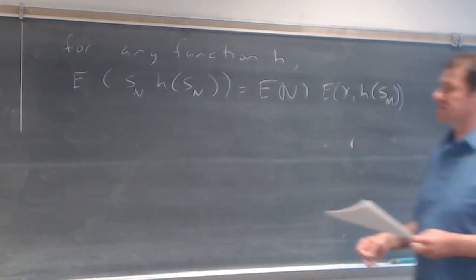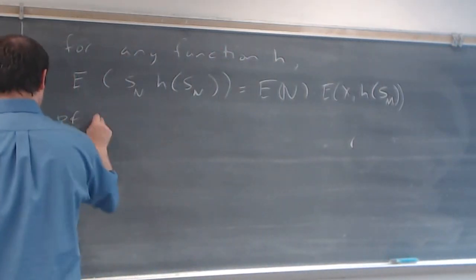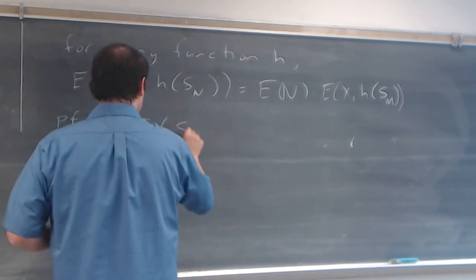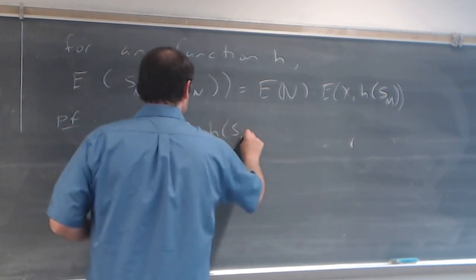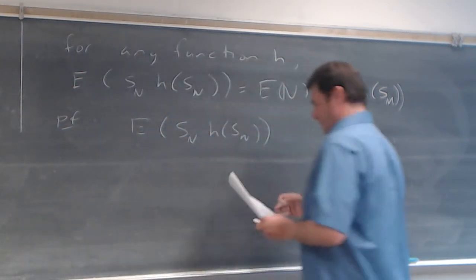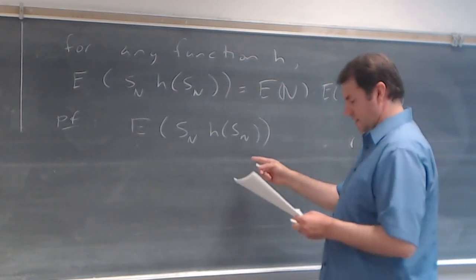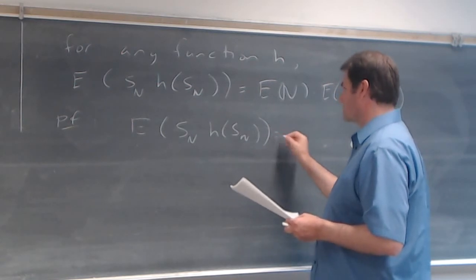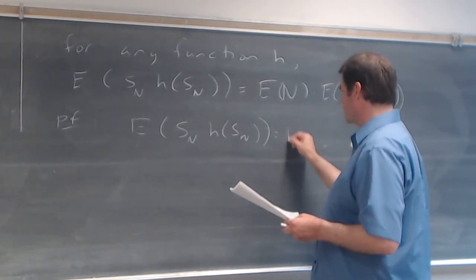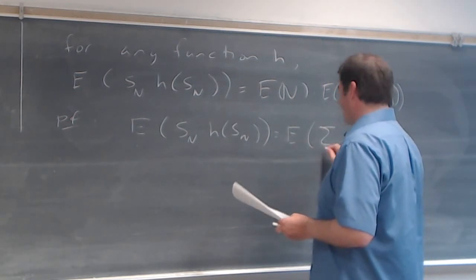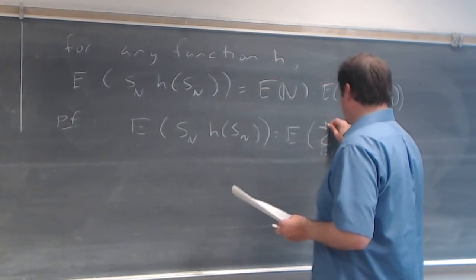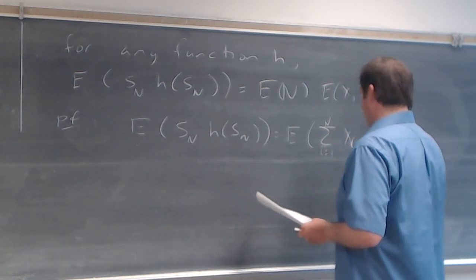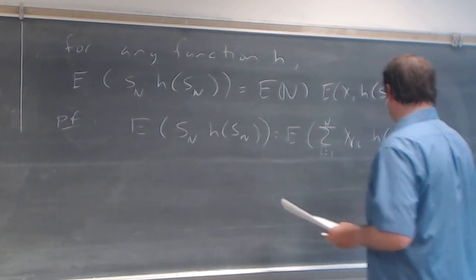Okay, let's look at the proof of this. Okay, so we'll start off with what we want to deal with. That's the expected value of s sub n times h of s sub n. And let us replace what s sub n is equal to. So this is the same thing as the expected value of the sum as I runs from 1 to big N of x sub I, and then times h of s sub n.